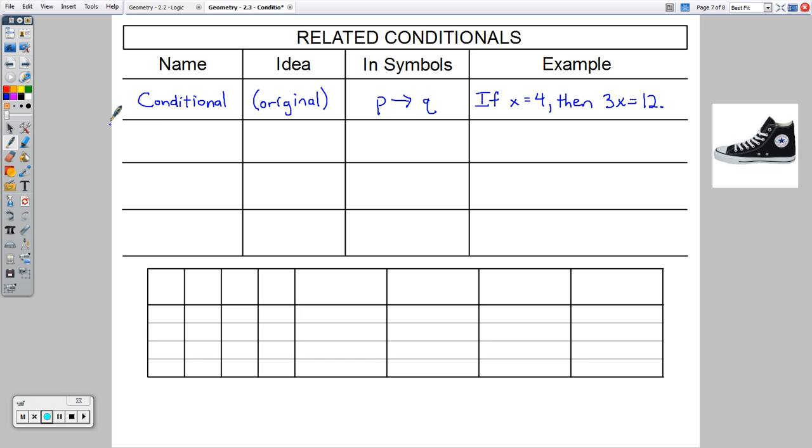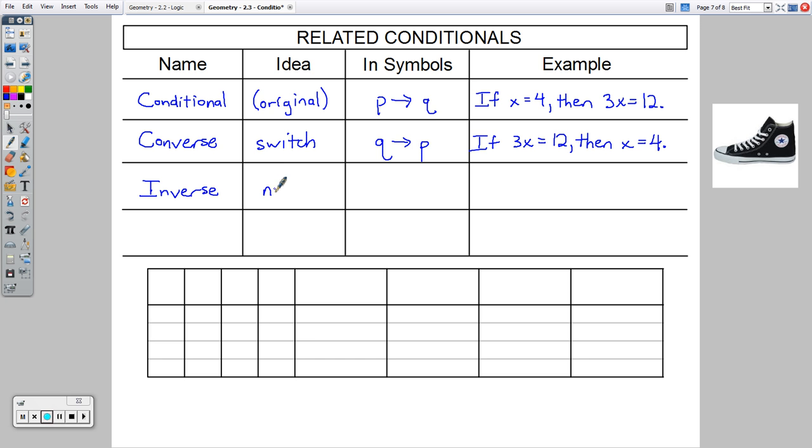Next up is what you see over here. Perhaps you would like to switch your shoes to some good old Chuck Taylors, to some Converse shoes. So that helps me remember that this one, converse, should be switch. That's the idea. We switch the statements. So I'm going to write Q implies P instead. So if we have x equals 4, then 3x equals 12, we switch those statements around. Now we would write if 3x equals 12, put that second part first, and we put the first part second. So then x equals 4. With the next one, this is called the inverse.